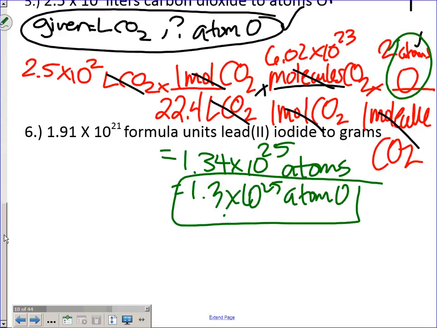I could ask you for atoms, something from a formula unit, which is the same thing as an ionic compound. You could still just count up your ions of that. Same story, just different idea.